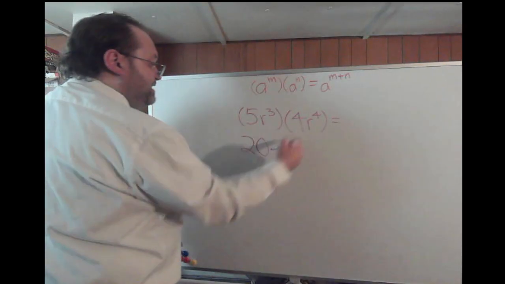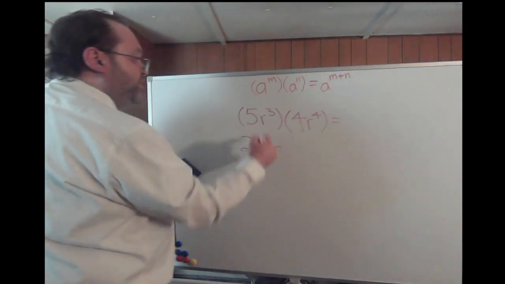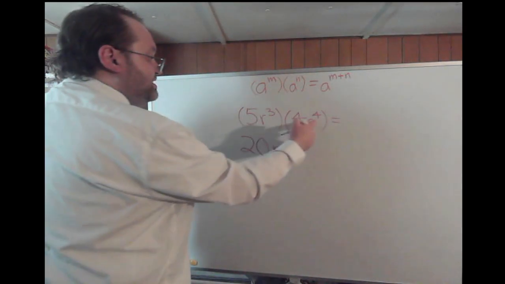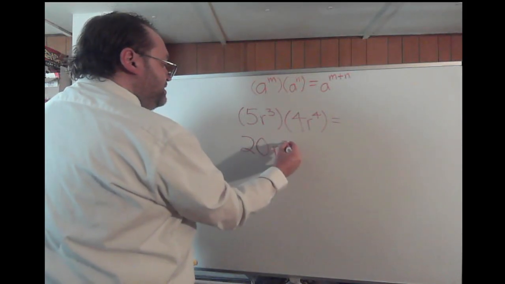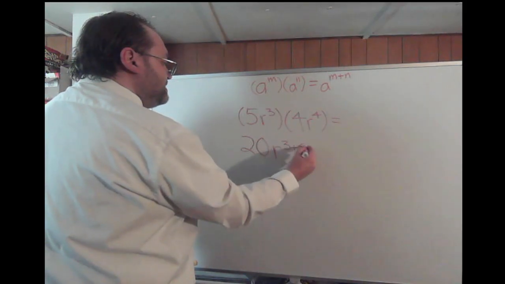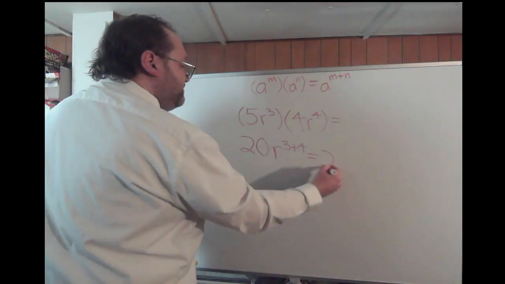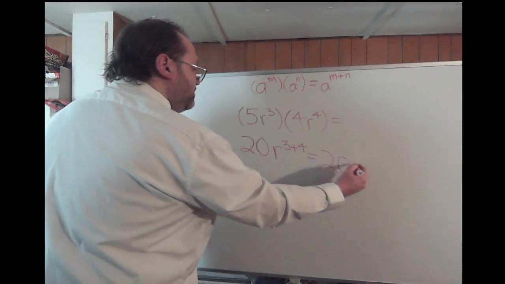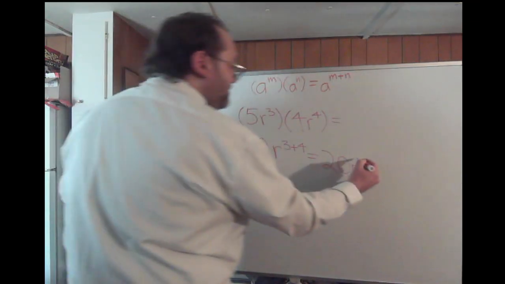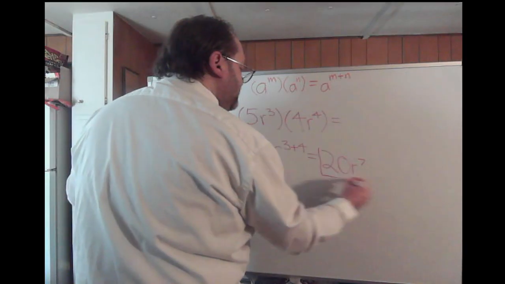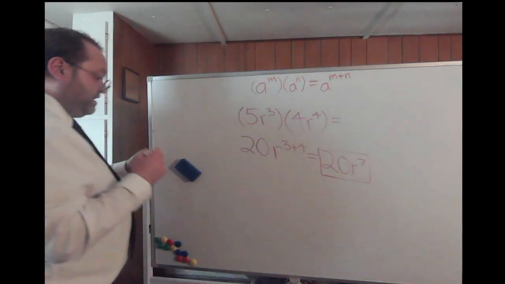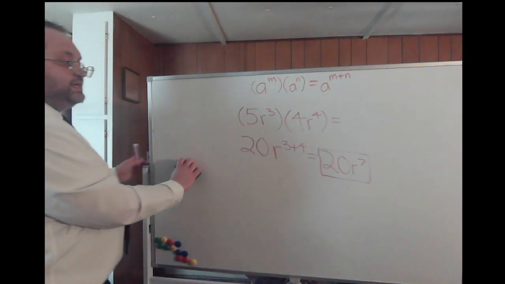You have the same base r, so you keep your base r, and all you're going to do now is add your exponents together since you're multiplying. You'll add the 3 and the 4 together for your exponents, which would give you 20 times r, then 3 plus 4 is 7. So the answer you would get is 20r to the 7th power. That's the answer you would get.